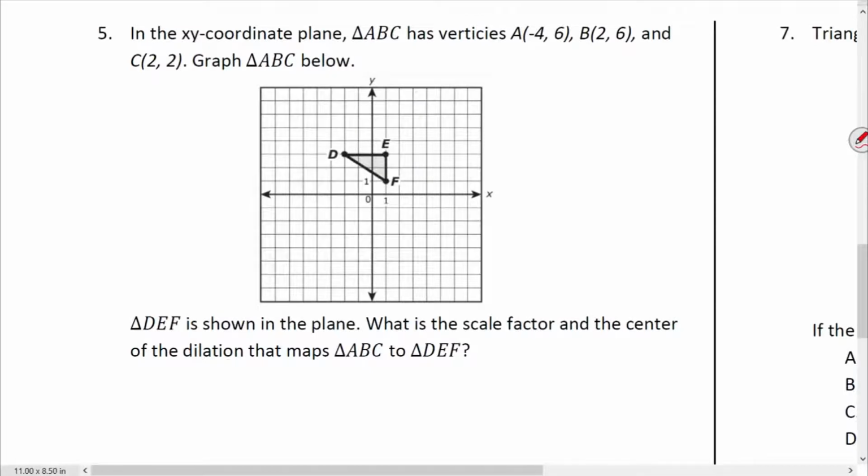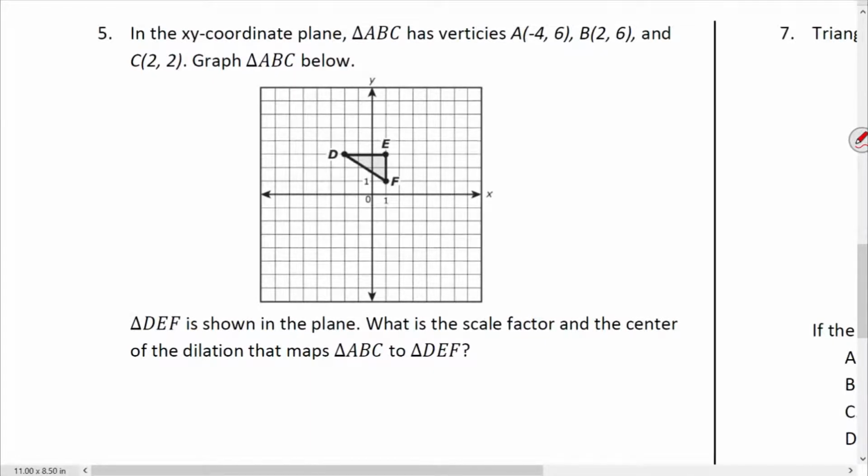There's one more new idea I want to discuss, and that is, if you have the pre-image and the image, how do you find the center of the dilation? Okay, and how do you find the scale factor if you're given the pre-image and the image? So in number 5 here, it says in the xy coordinate plane, triangle ABC has vertices, and then it gives you the vertices. Okay, and they didn't graph it for you, but they give you triangle DEF.